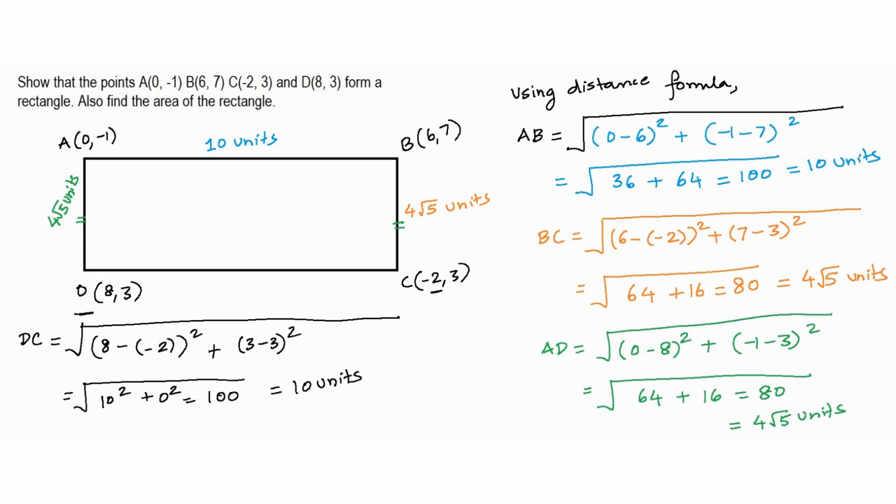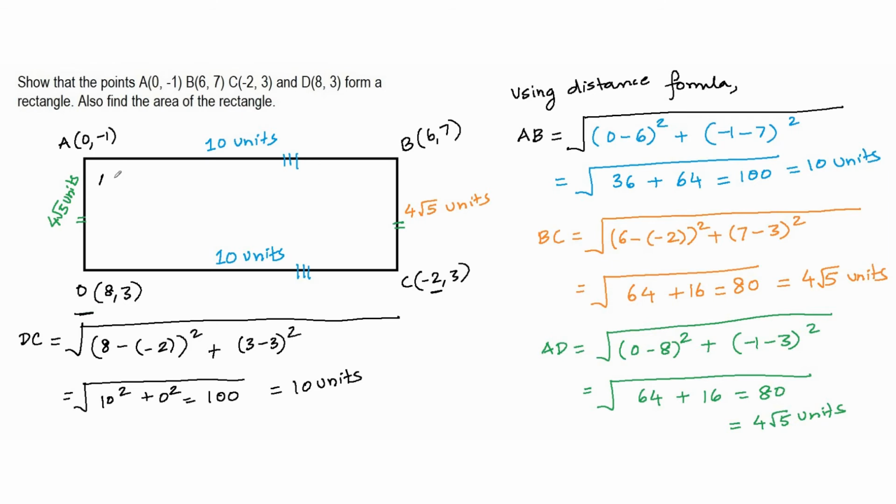So now you will notice that the length of DC is also 10 units. So I notice that AB is equal to DC. These two lengths are equal. And the length of AD and BC is also equal. So it is a parallelogram to the minimum. Now to go ahead and prove that it is a rectangle, I will prefer finding the length of AC.